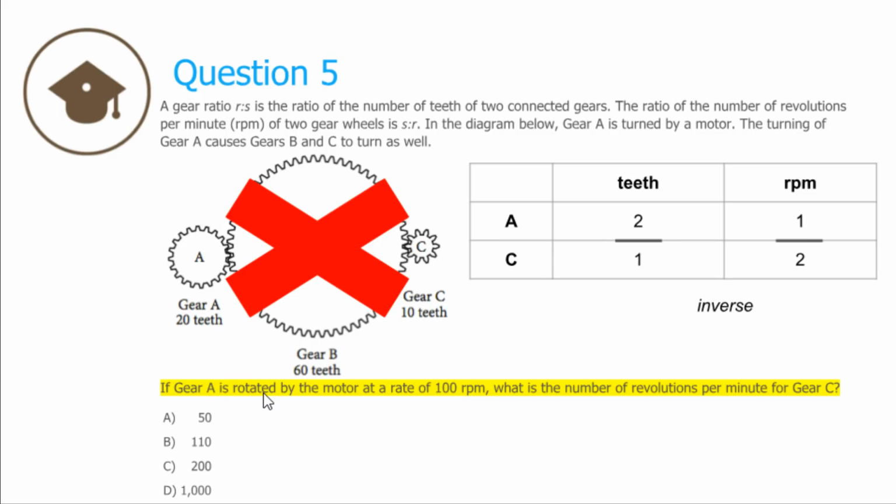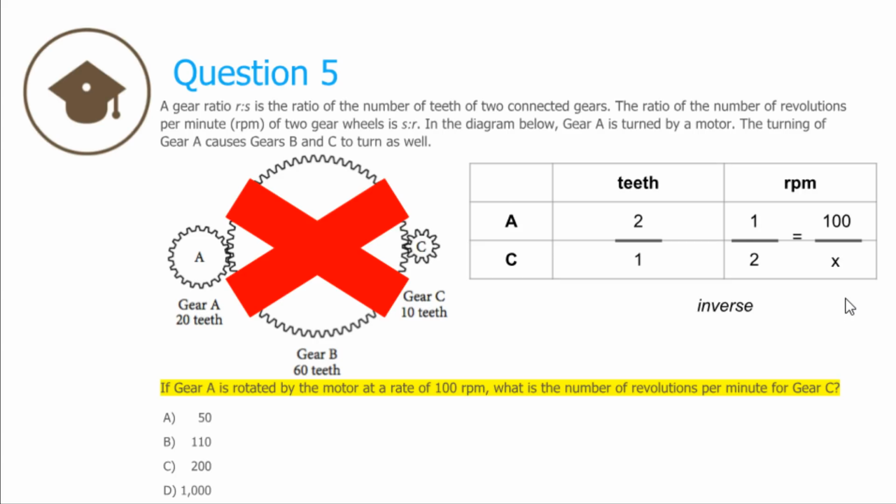So if gear A is rotated by the motor at a rate of 100 RPM, what is the number of revolutions per minute for gear C? So we get the rotations per minute for A, and we're trying to find the rotations per minute for C. At this point, teeth is not really useful. We can kind of just pretend it's not there. But we notice that this 100 doesn't quite align with the ratio we're given. So we're making a new and equivalent ratio.